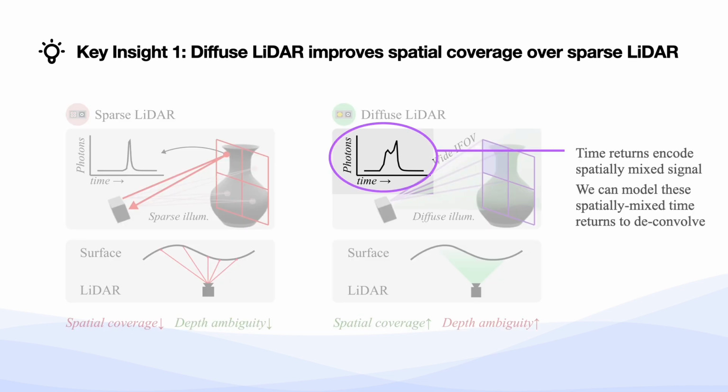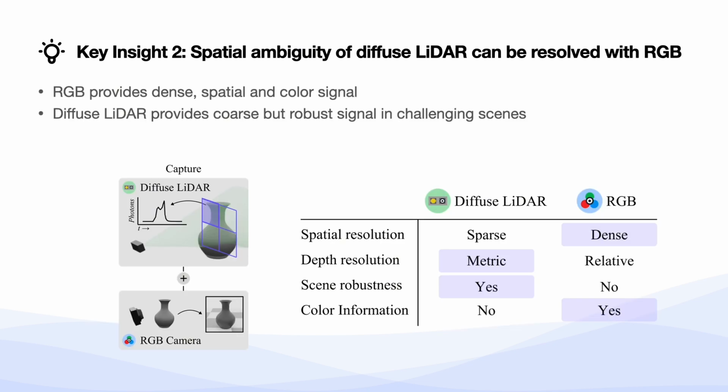However, just because we have blurred or mixed returns doesn't mean that the information about depth is completely lost. We can actually use the timing returns of photons, otherwise known as transients, which encode the spatially mixed signal over time. We can model these spatially mixed time returns in our analysis by synthesis approach to deconvolve these different depth measurements in our reconstruction. Now, this diffuse LiDAR still has a low 8x8 pixel resolution.